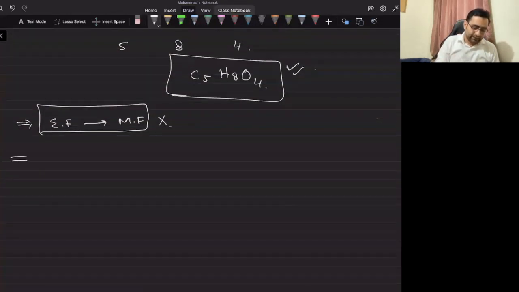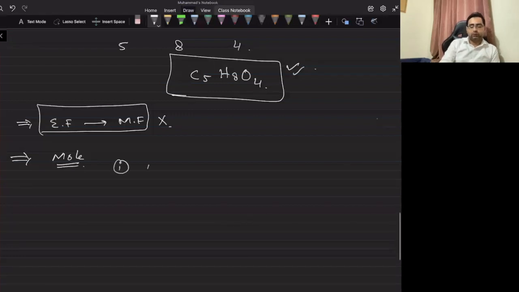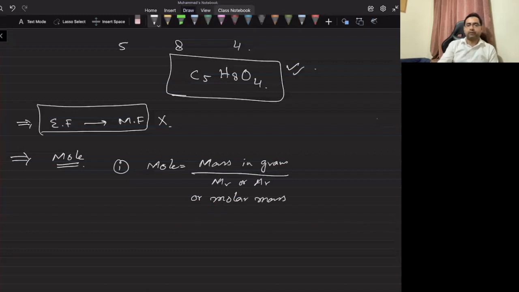Now, next thing is with mole, how you can find out mole. To get number of mole, we use 3 formulas. Number 1 is mole is equal to mass in grams over Mr or Ar, or in simple words, molar mass. Molar mass is the mass of 1 mole of a substance.